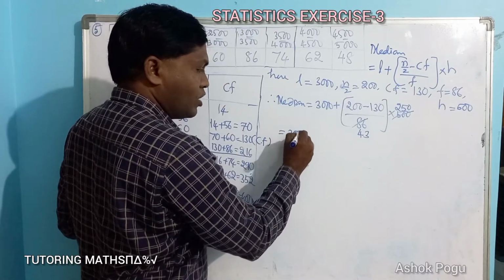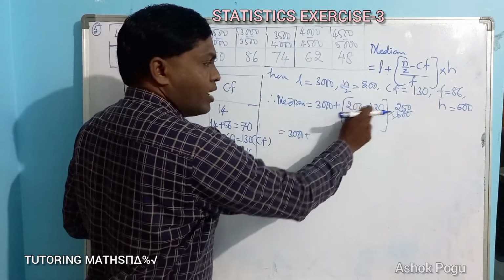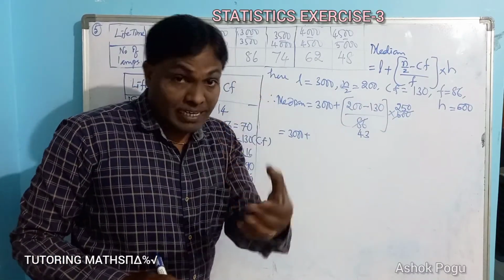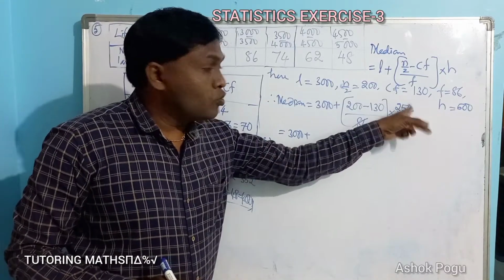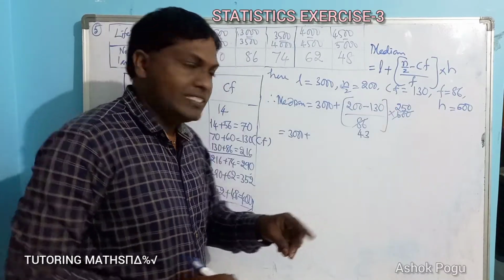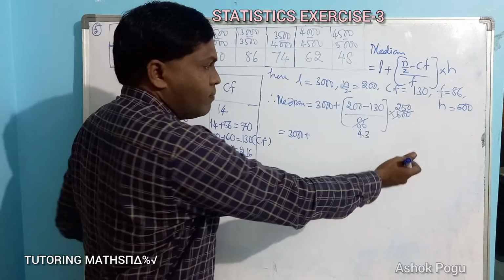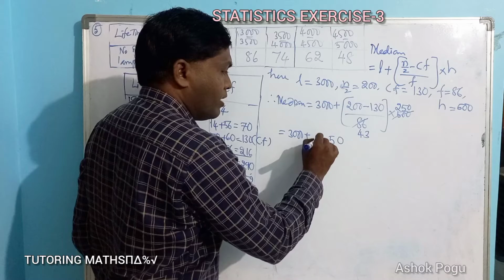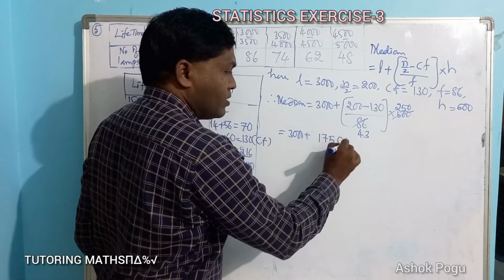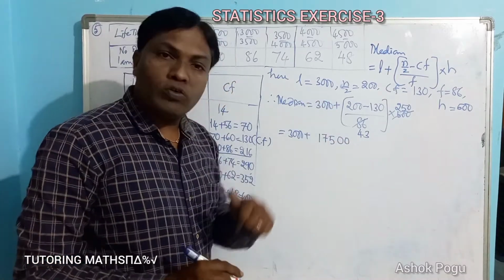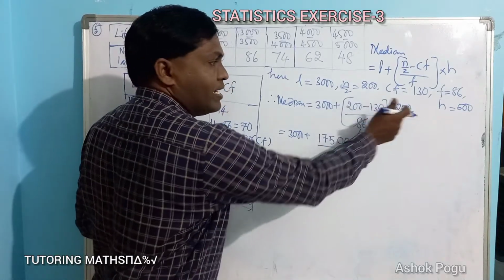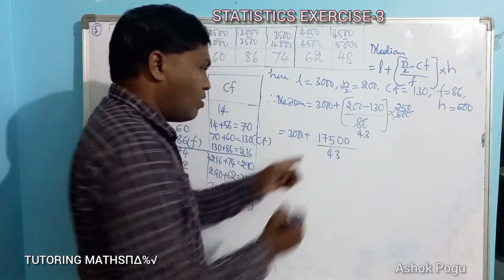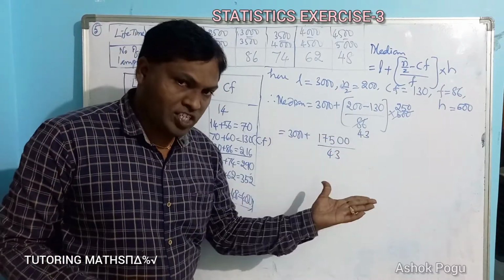Let us simplify. Now it is 3000 plus 200 minus 130. 200 minus 130 gives 70. That's 70 into 250. You can do it in a rough column: 7 zeros are 0, 7 fives are 35. So 14 plus 3, it gives 17,500. That is 70 into 250, divided by 43. Now once again it is in fractional form.